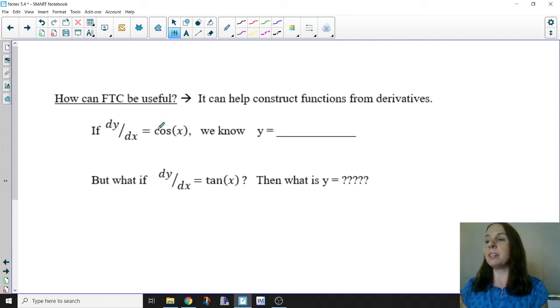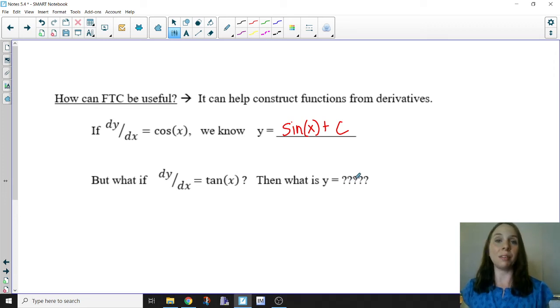We know that if the derivative is cosine, then the original function was sine of x, right? Or sine of x plus c, you could say. Because if you take the derivative of sine of x plus c, you get cosine of x. But what if I tell you that the derivative is tangent? Okay, do you know what the original function is? Well, not yet, you don't.